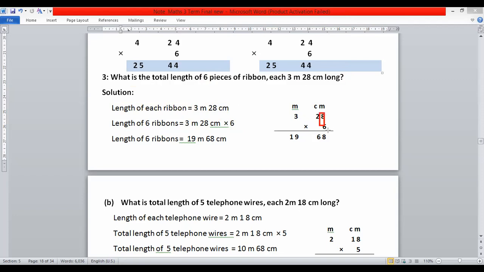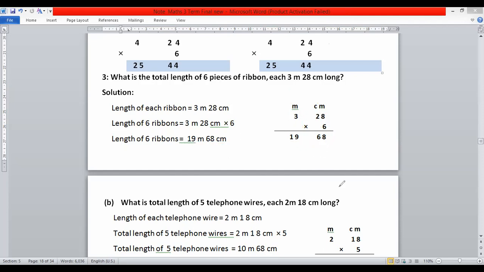So here, first of all, we multiply 6 by 8. 6 8s are 48. We write 8 here and carry 4. 6 2s are 12 plus 4, 16. So write 6 here and carry 1. After that, 6 3s are 18, plus 1, 19. So 19 meter 68 centimeter. It means the length of 6 ribbons is 19 meter 68 centimeter.